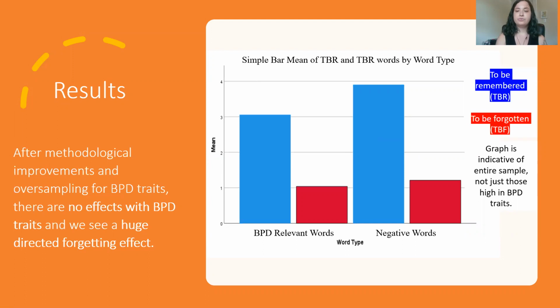So paying attention to the graph, which is indicative of the entire sample, not just those high in BPD traits, we see large directed forgetting effects for both word types. So the blue columns are words that were supposed to be remembered. The red were words that were supposed to be forgotten. And obviously people recalled way more remember words than they did forget words. But more importantly, people high in BPD traits performed more or less the same as everyone else.